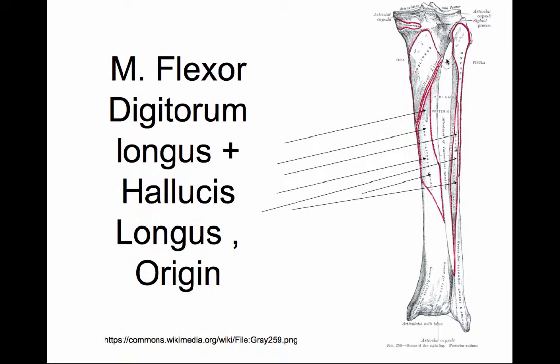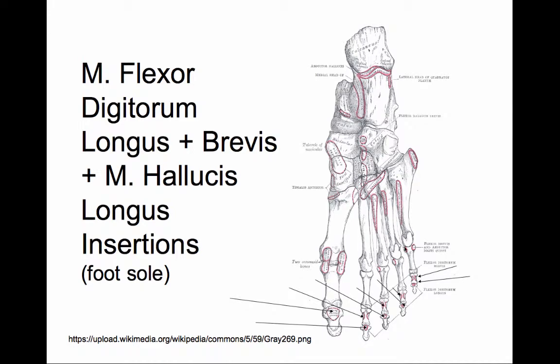Here you see the origin. You see here on the fibula it goes quite far down, and this is from the back. This is Popliteus, Soleus there, so going very low down here. And here are the insertions on the foot sole and on the toes here.